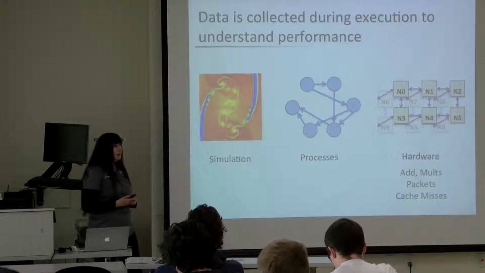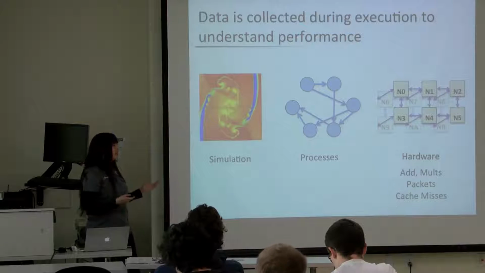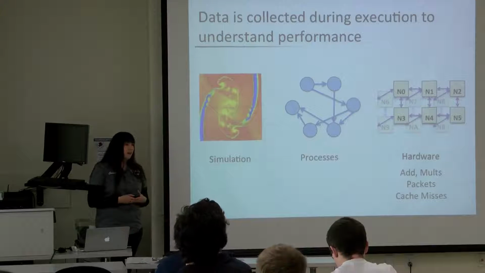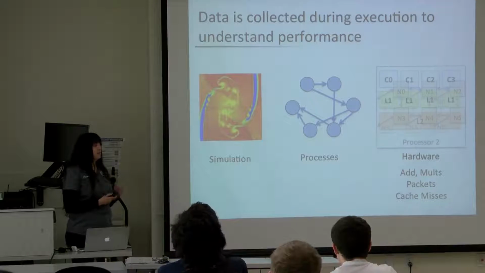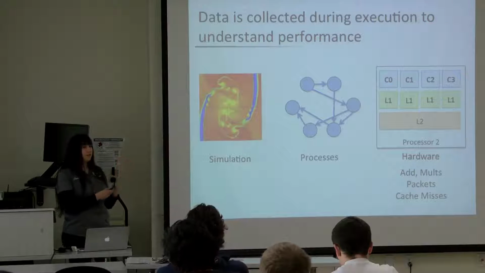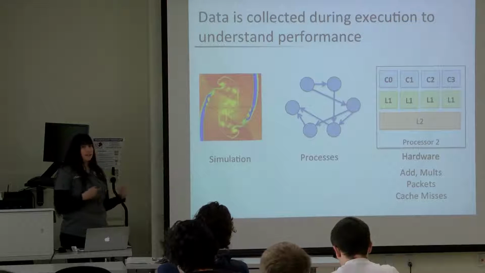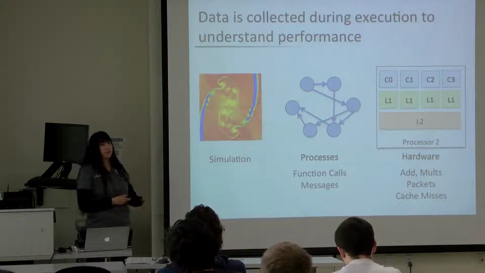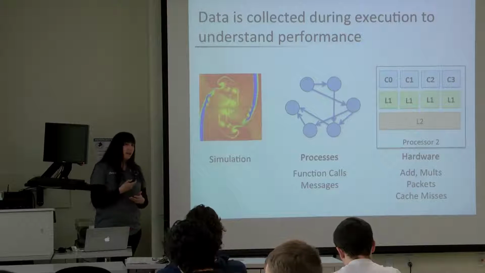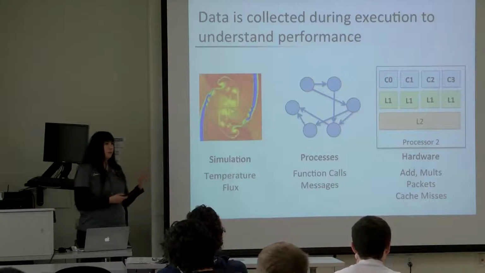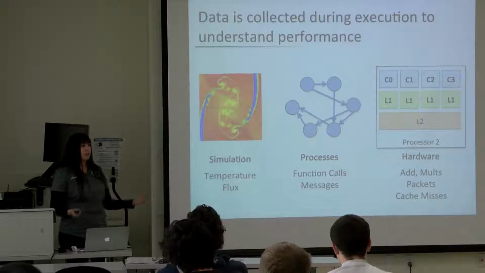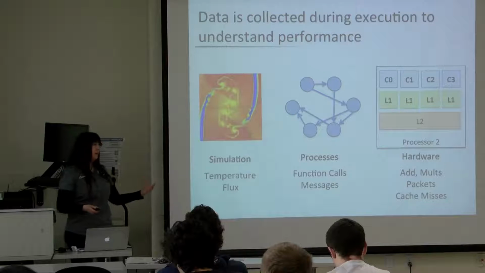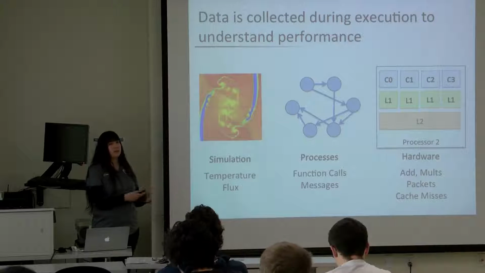On the hardware side, I can tell you how many adds we had, how many multiplies, were there cache misses, on those network links how many packets came across. Sometimes this is at the network level, sometimes more at the individual process level. Meanwhile, the processes are the software side: I have the function calls, and then of course those arrows, the messages between them. And on the simulation, I'm going to have something about what the simulation is actually doing, so it's temperature, it's flux. In areas of that simulation that are really busy, of course we would expect that we have to do more work elsewhere. So you see, these are all interconnected.